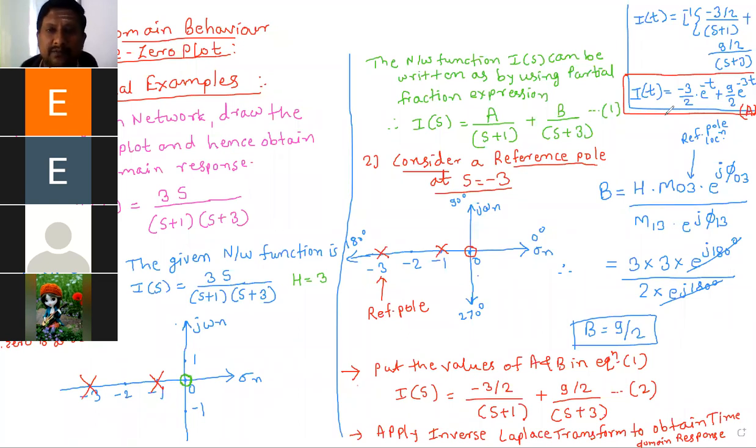So I will give 1 minute for you people. Again, you can start from the second point by considering the reference pole at s is equal to minus 3. From that, you can read it and observe it and try to understand. If you have not understood any point, you can ask. So take 1 minute and complete it so that I can start the second example.